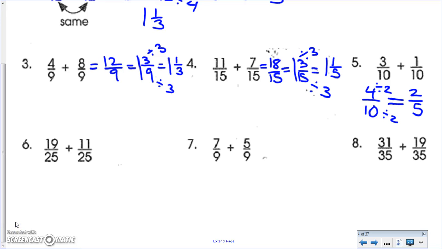For 6, we have 19/25 plus 11/25, so that gets a 30/25. We know that's an improper fraction, so it can become a mixed number, so it becomes 1 and 5/25. And we know 5 can go into 5 and 25, so we're going to divide the numerator and the denominator by 5 and get 1 and 1/5.